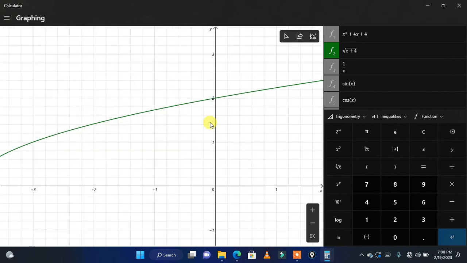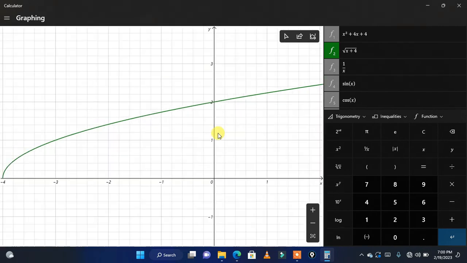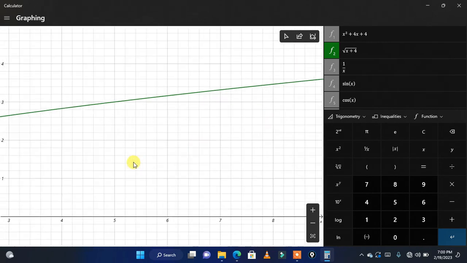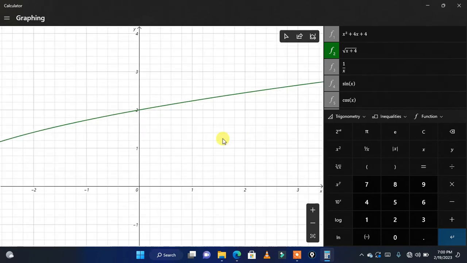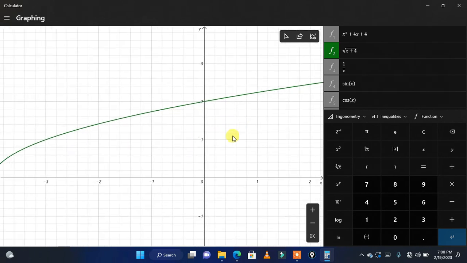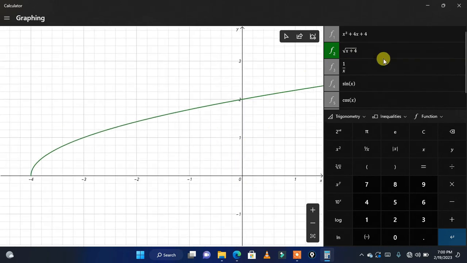Whereas looking at it critically, the range of this curve, from negative 4 we are getting 0 here, and it cuts across going down. At this point we don't know where it ends. It's an infinite curve. We actually don't know where it ends. So the range should be from 0 to infinity.